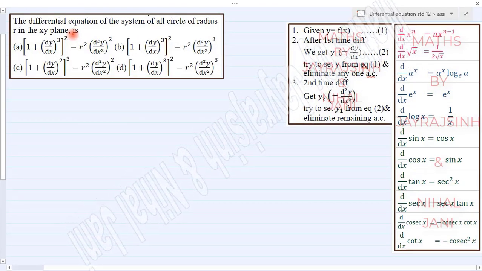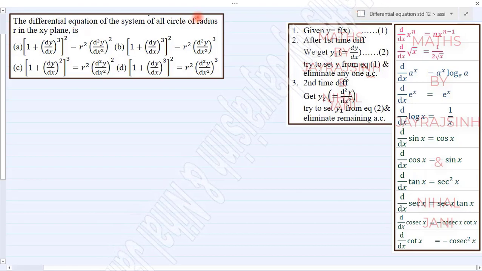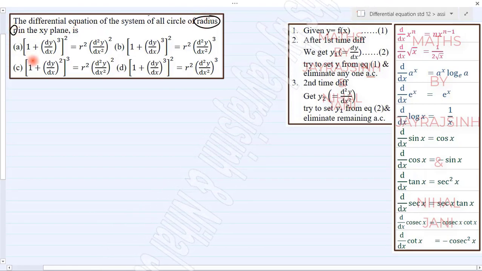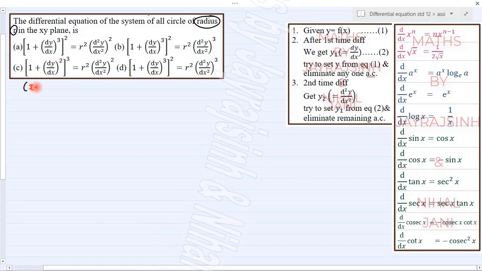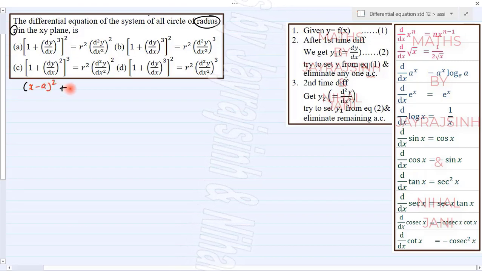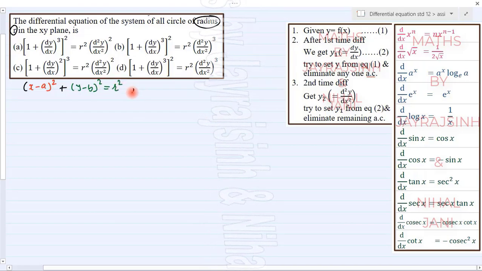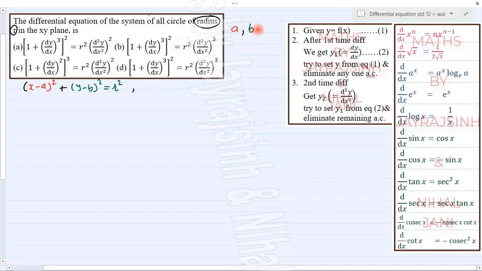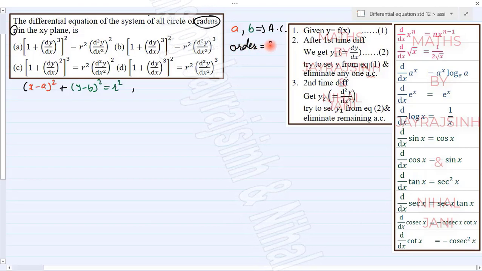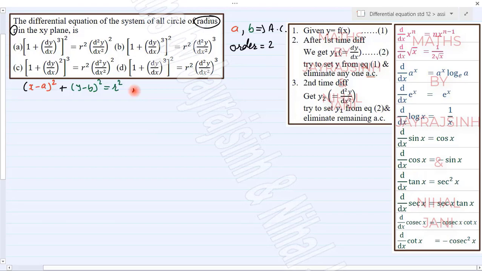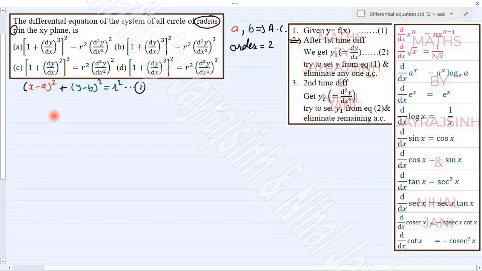Here you have to find a differential equation of the system of all circles of radius r in the xy plane. Here the given data is your radius, so it will not be considered an arbitrary constant. Now the general equation of a circle is x minus a the whole square plus y minus b the whole square is equal to r square, where a and b are the arbitrary constants. So we can say the order of our differential equation will be 2. Now let's say this is your first equation. Now we are ready for the second equation.